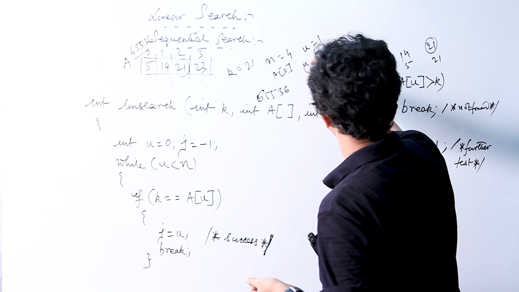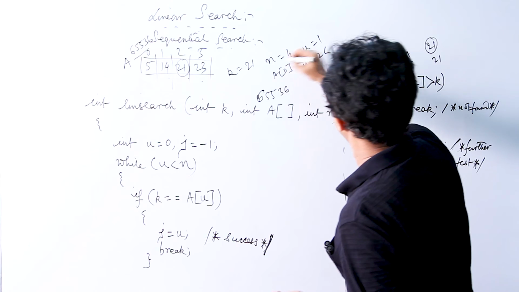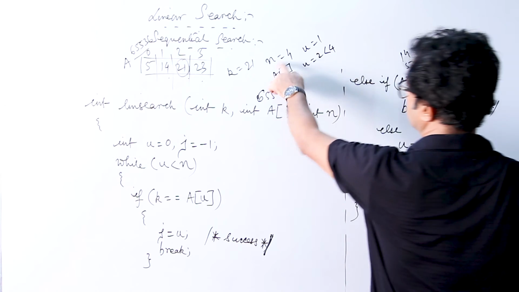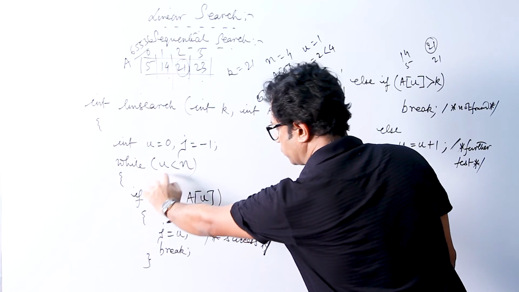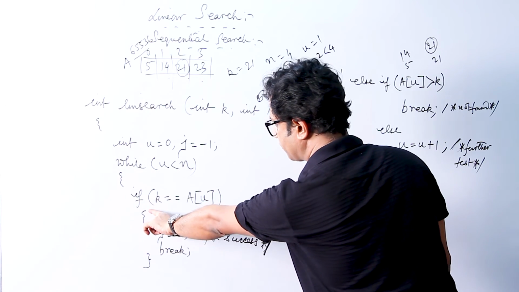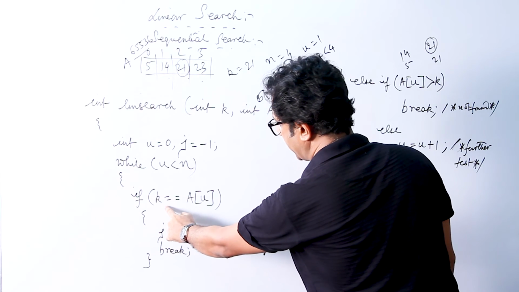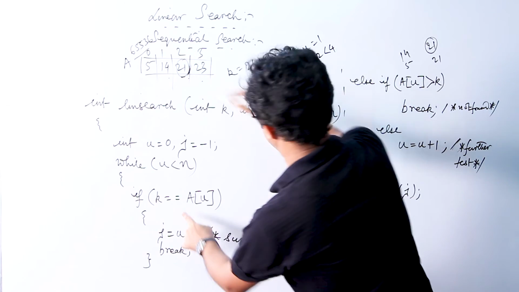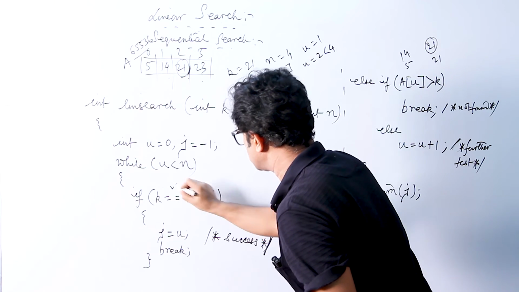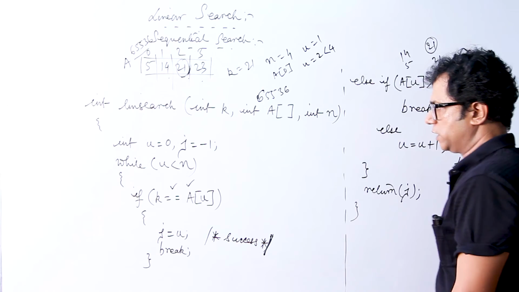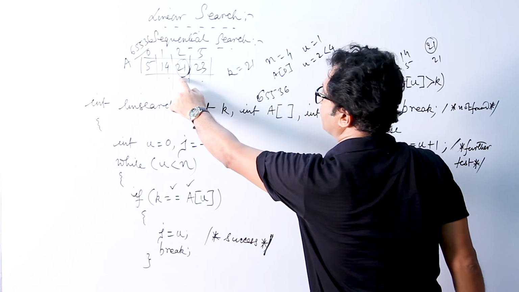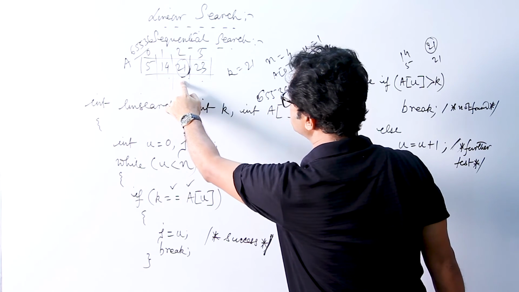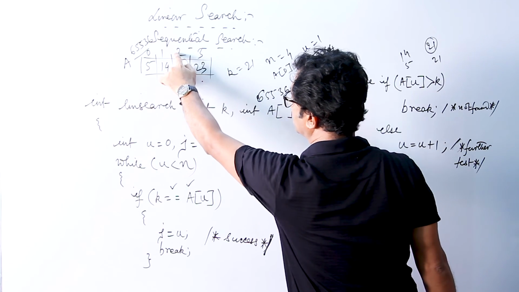So, u becomes 2, which is definitely less than 4 because n was 4. So, we enter the while loop for the third time. If k equals au, let me see. K means 21 and A2 means 21. So, we get a match over here. So, this condition now holds. We managed to find the element which we were trying to find, that is 21, inside this array at index position 2.